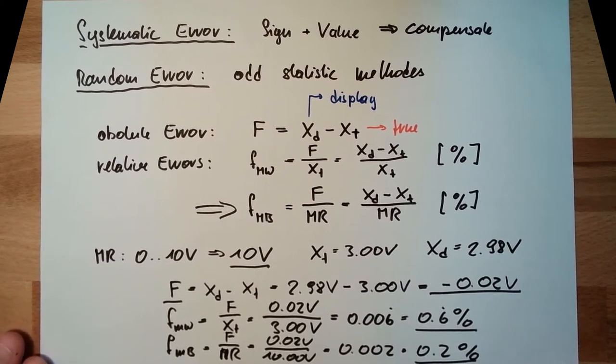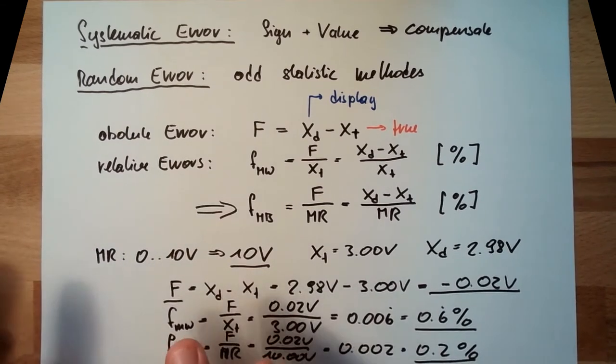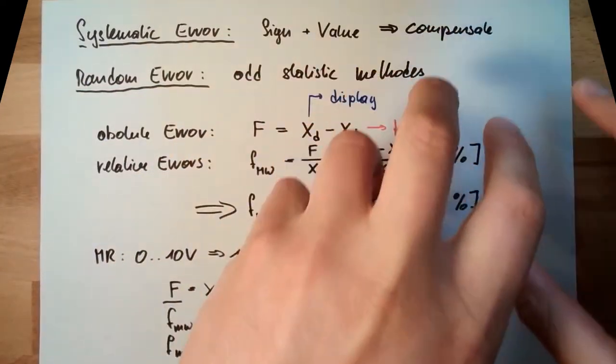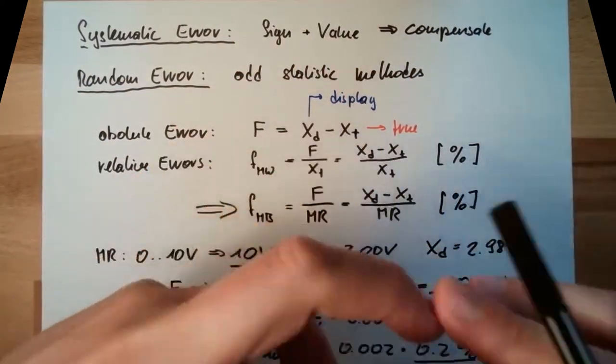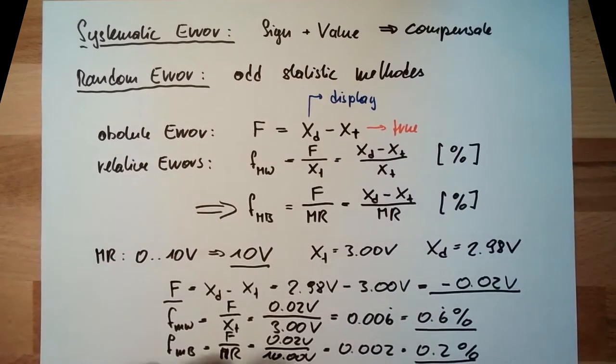This is usually given, that somebody who is producing a measurement equipment says, okay, this is the measurement range, this is the error relative to the measurement range, it's 0.5%. Is this good? Is this bad? I don't know. Depends on the case you want to use it.